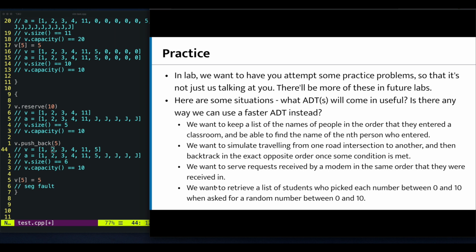And we want to retrieve a list of students who picked each number between 0 and 10 when asked for a random number between 0 and 10. So for 0 to 10, I would say we could just have a vector, 10 large, and then elements of that vector would be vectors of strings, which would be these lists of students or objects. And then you could index into one of those 10 positions, and you'd have a list of students that had picked that number. Okay, map also, but that'll be later in the semester.